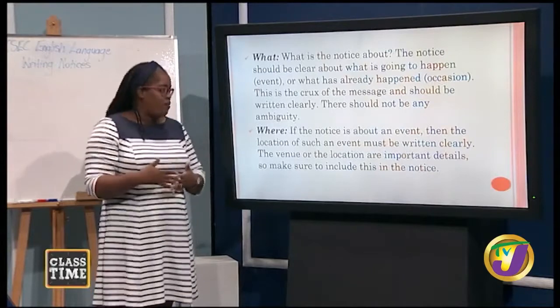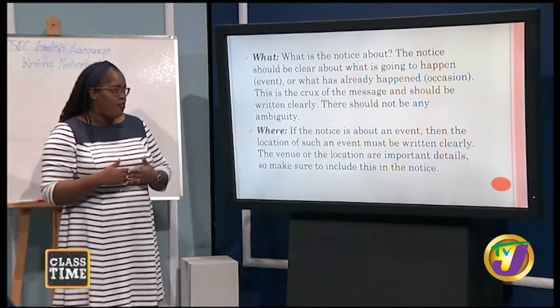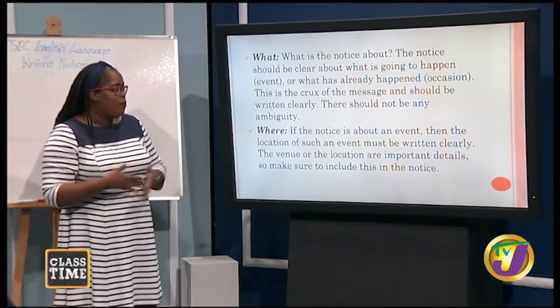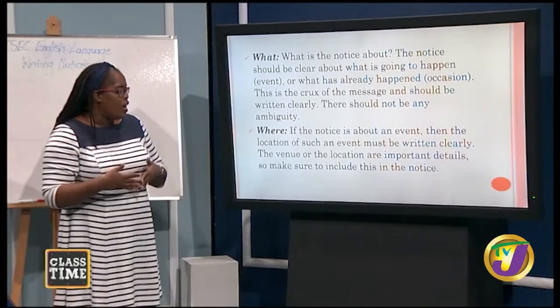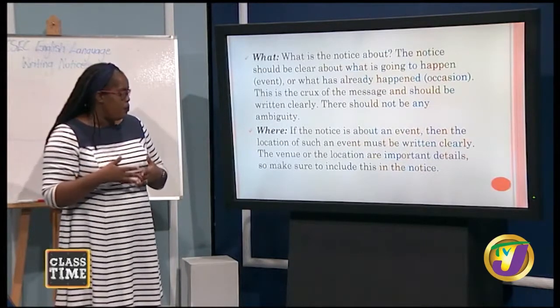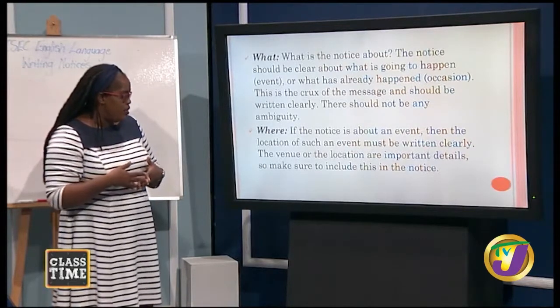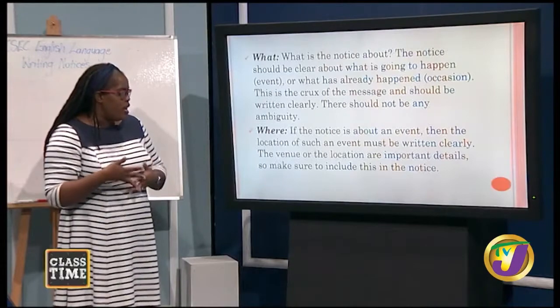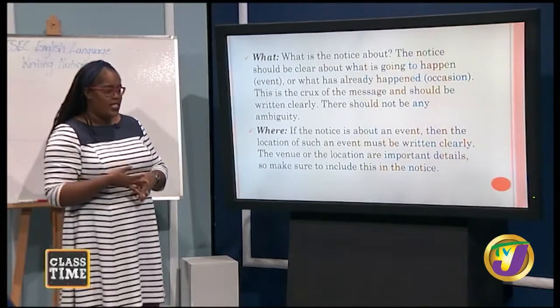Where? If the notice is about an event, then the location of such an event must be written clearly. The venue or the location are important details, so make sure to include this in the notice.